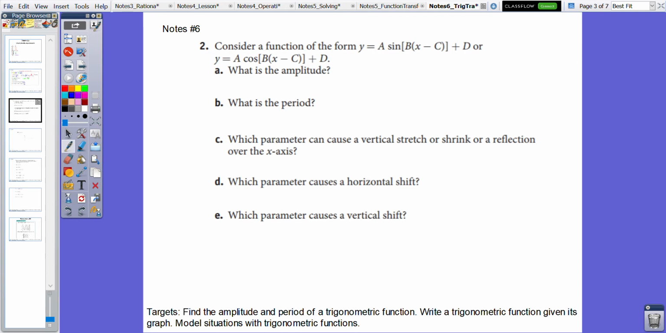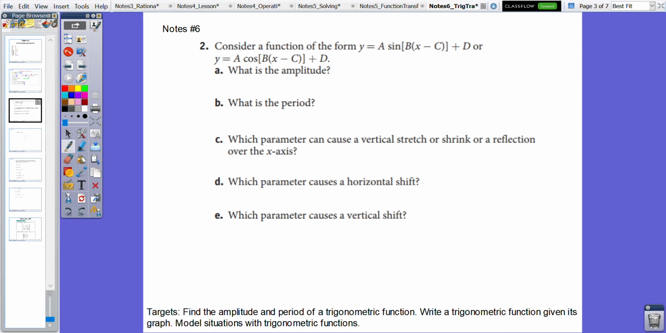For this part right here, go ahead and take a little bit of time, pause the video, and write down this part right here. Consider a function of the form y equals a times sine of b times x minus c plus d, or the same thing with cosine. Okay, so what I'm going to do is give you an example of one that we can use.